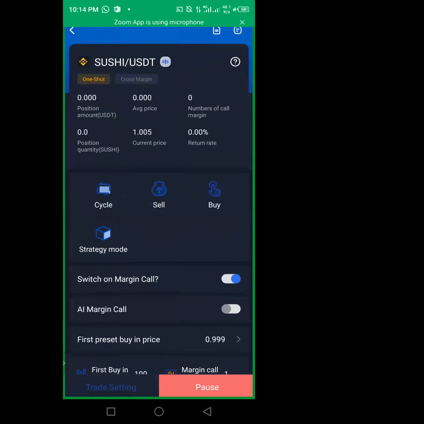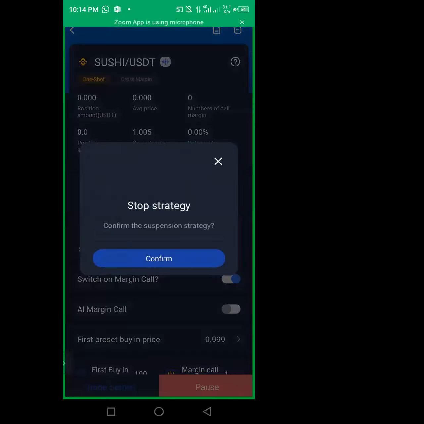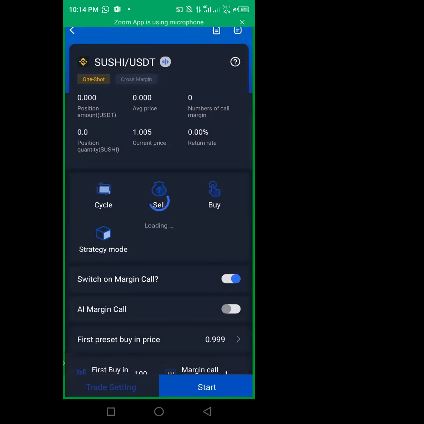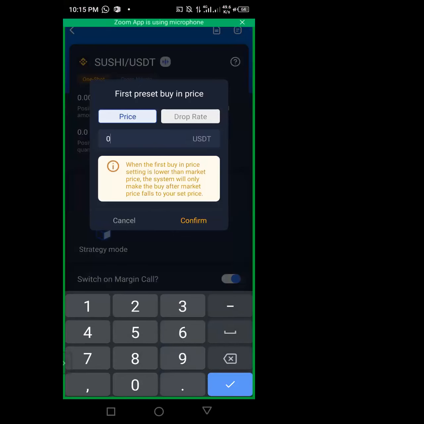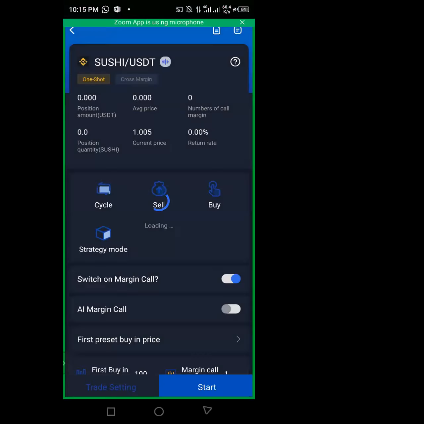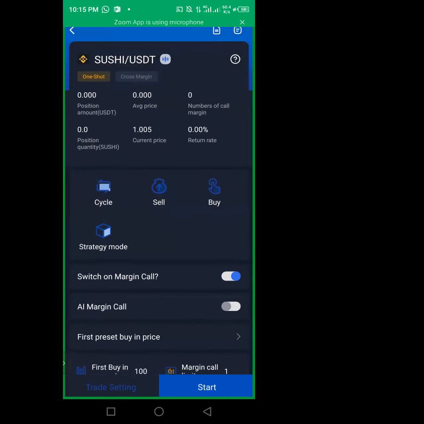Now, maybe after this coin activates, sells and closes the trade because it's one shot, if you want to enter again, this first preset price will still be here. So for you to cancel it, you click on it. When you click on it, you put 0 and you click on confirm. See, I've been able to cancel it.